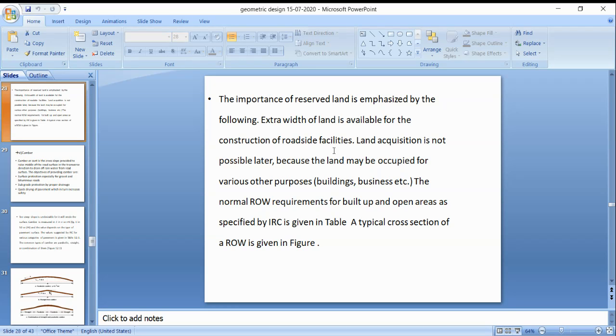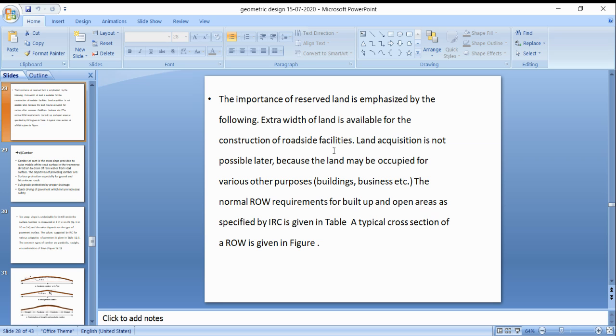So next comes the importance of reserved land. Reserved land is emphasized by the following. Extra width of land is available for the construction of roadside facilities. So we have to provide extra land for future expansion of the road. Land acquisition is not always possible because the land may be occupied for various purposes such as buildings, business, etc. If the road is laid, then after laying the road there is a problem of land acquisition. So beforehand itself, we have to keep control for future expansion.